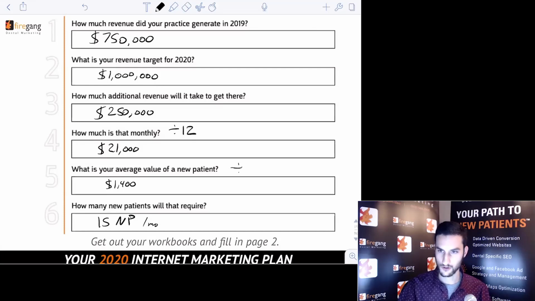Okay, so hopefully you're following this. Let me know if you have any questions in the chat. I'm happy to stop. Now, we got our 15 new patients a month, and we know that that's how many we need to get. But there's a step before that, right? Before somebody becomes a new patient, they have to do research on you, and they have to call your practice.